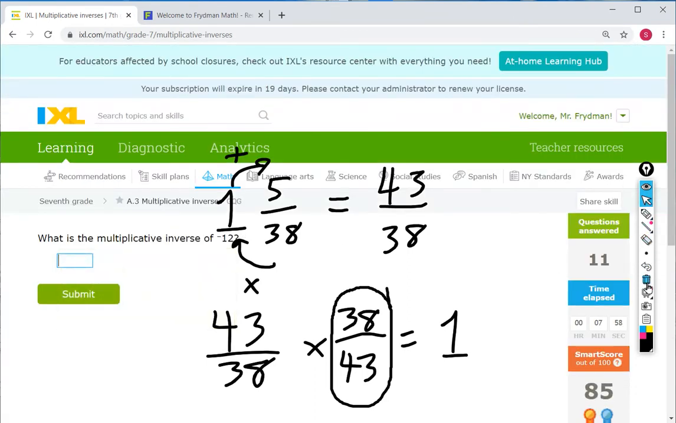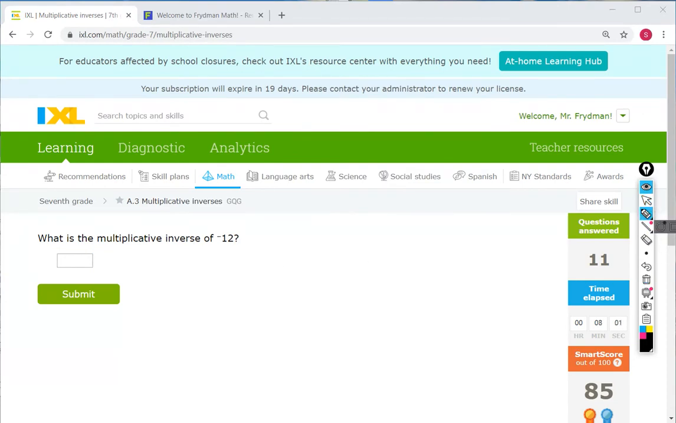What is the multiplicative inverse of -12? So again, this is not a whole number, this is an integer. The whole numbers are included within the integers, but the integers also include negative numbers. But anyway, it's the same idea as what we did a few questions ago. If we have -12, we can put the -12 over 1 and then just find the reciprocal of that.